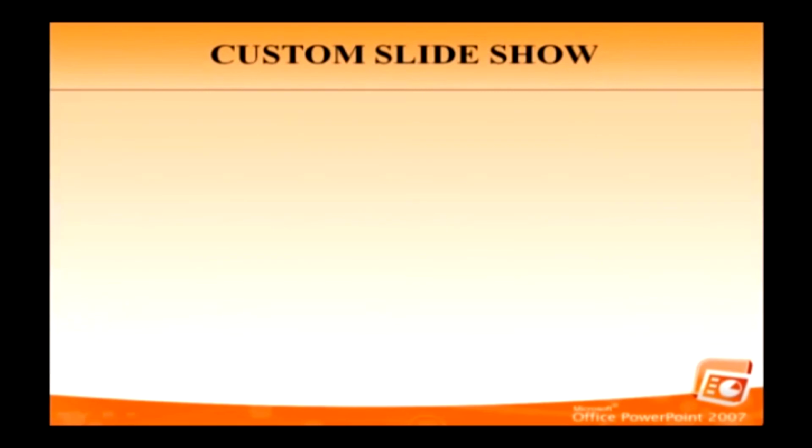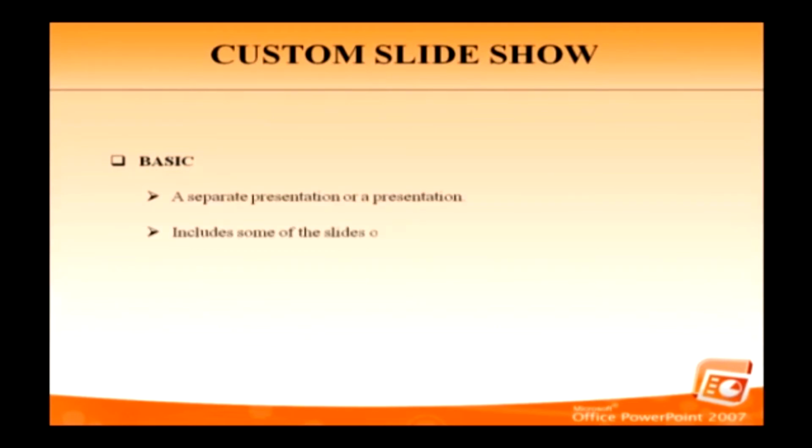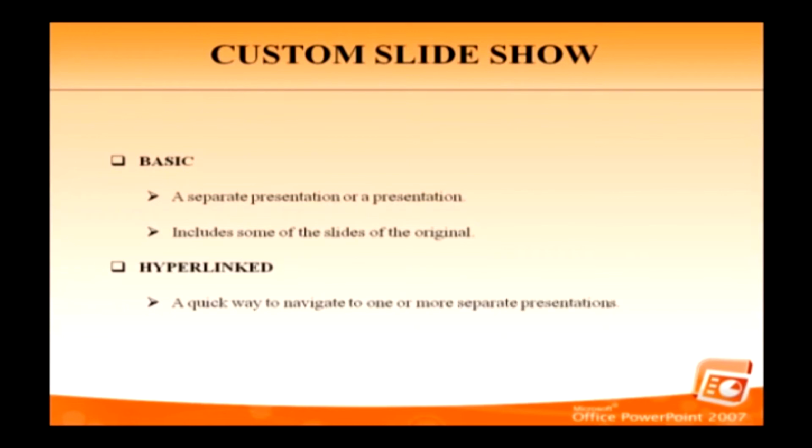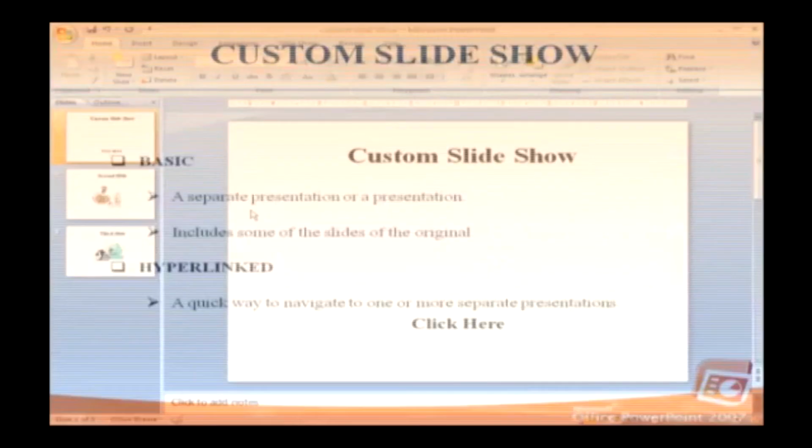Custom Slideshow. By creating custom shows in Microsoft Office PowerPoint 2007, you can adapt a single presentation for a variety of audiences. There are 2 kinds of custom shows. Basic. A basic custom show is a separate presentation or a presentation that includes some of the slides of the original. Hyperlinked. A hyperlinked custom show is a quick way to navigate to one or more separate presentations.